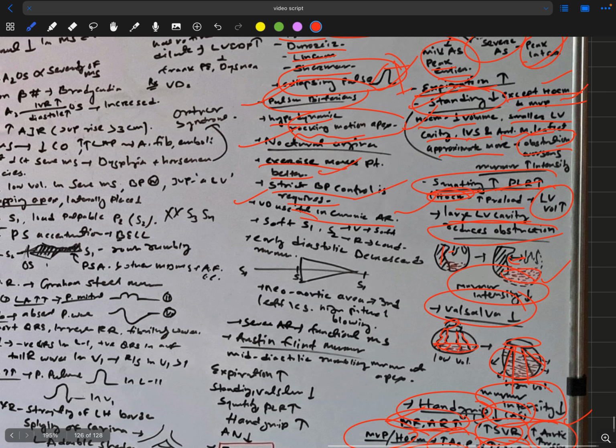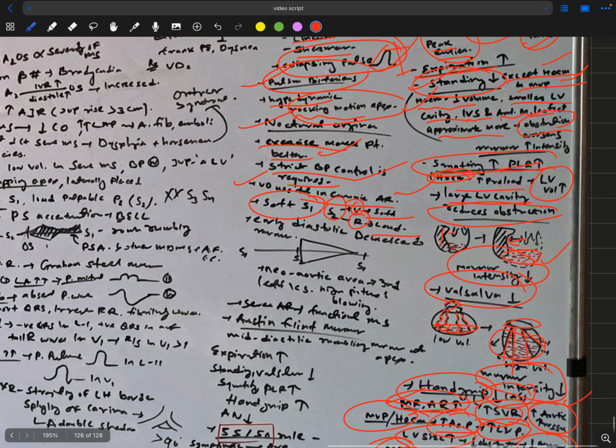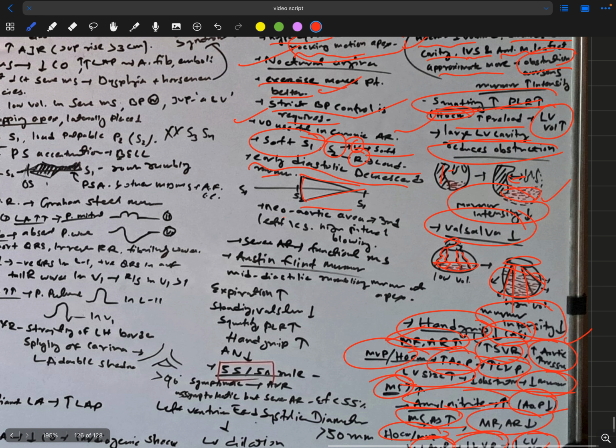So we find soft S1 and S2. If it is a valve related issue, then S2 will be soft. If there is a root related issue, then S2 will be loud. Here we find an early diastolic decrescendo murmur, where the intensity is decreasing. We hear it in the neo-aortic area, that is the third left intercostal space. AR murmur is a high pitched, blowing murmur.